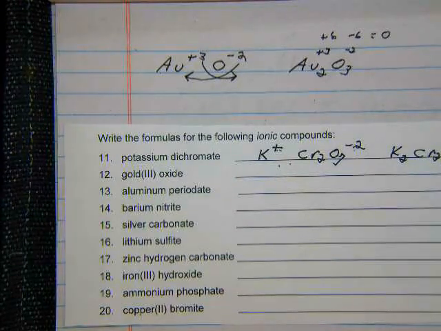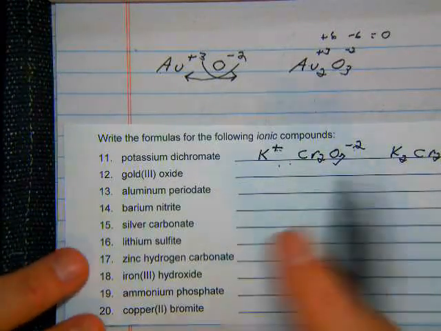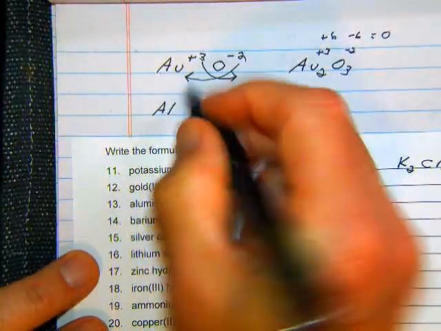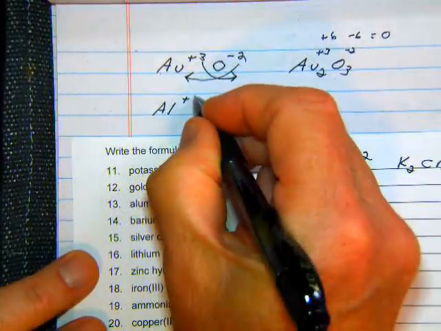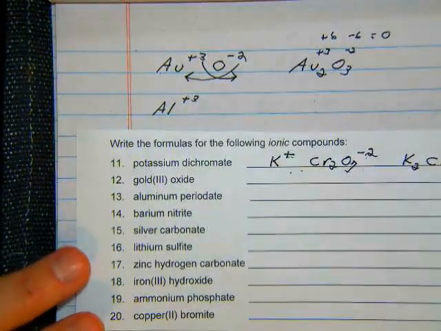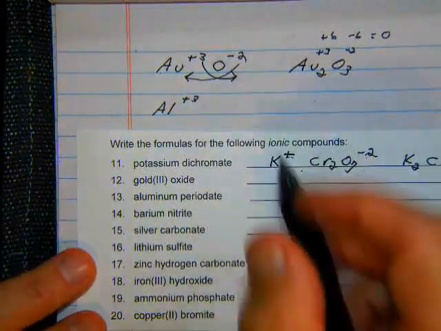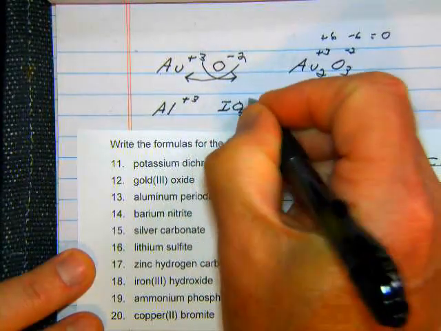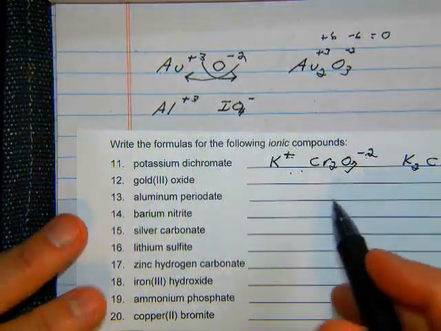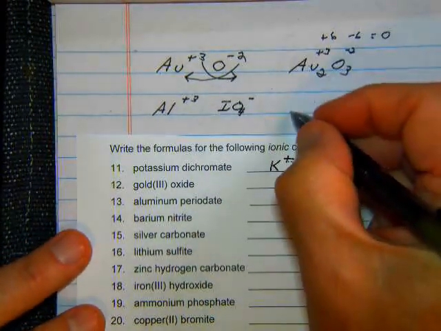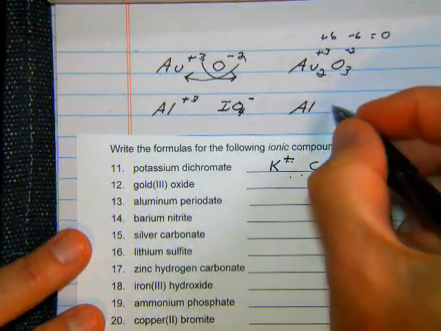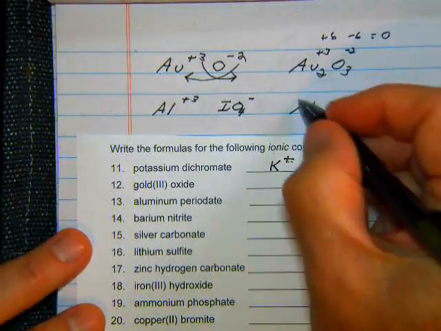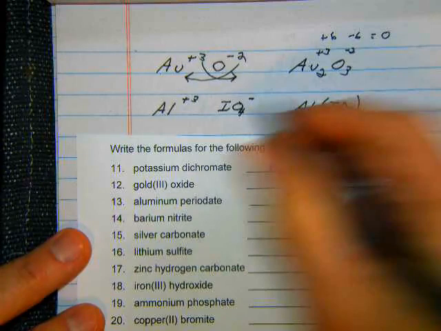Let's look at the next one, aluminum. Aluminum, if you remember right, has a +3 charge. Periodate, IO4, has a -1 charge. So we'll swap and drop. So we have aluminum, and then IO4. And if there's more than one polyatomic ion, it has to be in parentheses. So we have 3 on there.